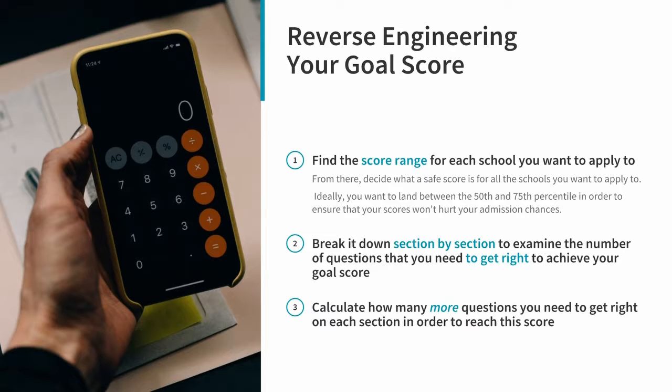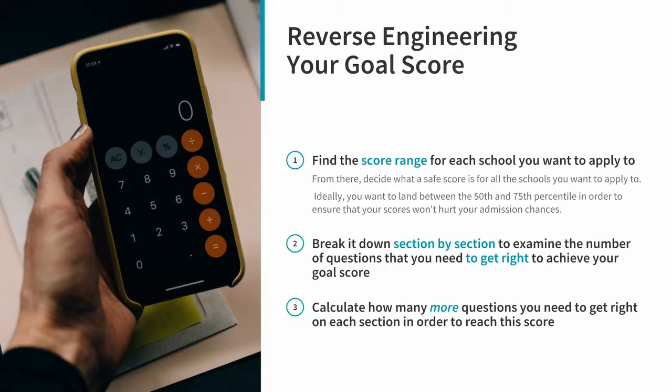Once you have your goal score that you feel like you need to get to be safe, meaning your scores are going to be in line with the students who are also applying to that school or better, break it down section by section to examine the number of questions you need to get right to achieve your goal score. We're going to look at the scoring rubric on the next slide, so that'll make more sense. And then calculate how many more questions you need to get right on each section in order to reach the score. So let's look at this rubric that we're talking about.